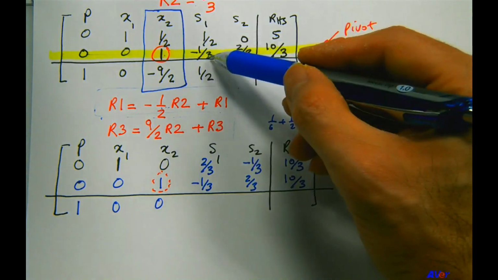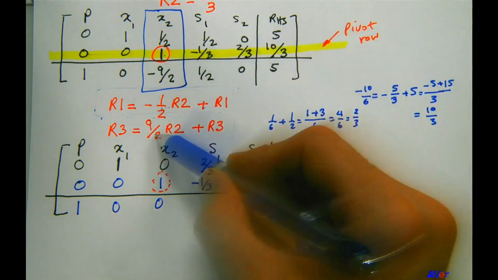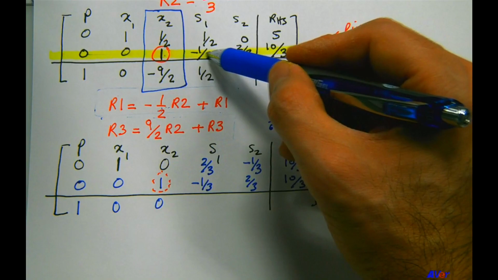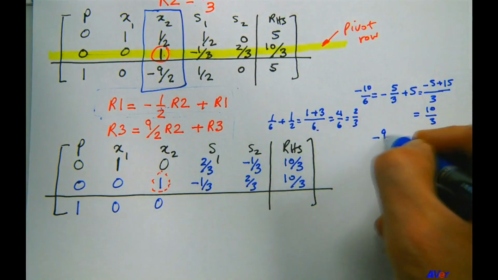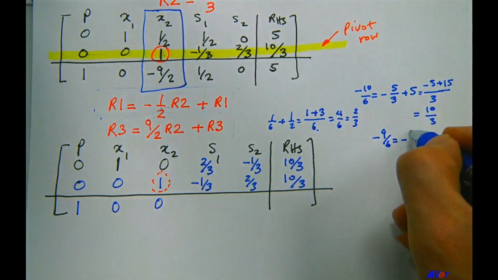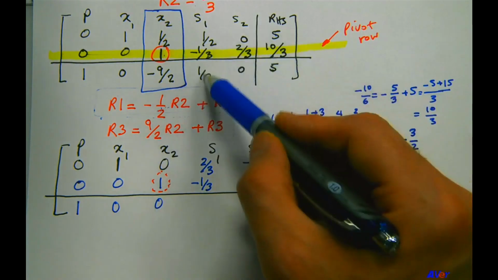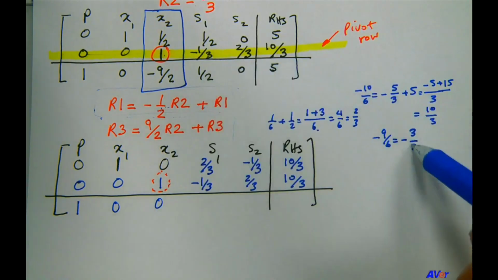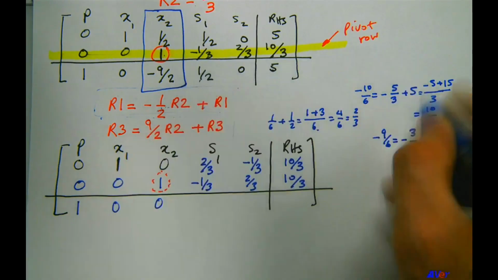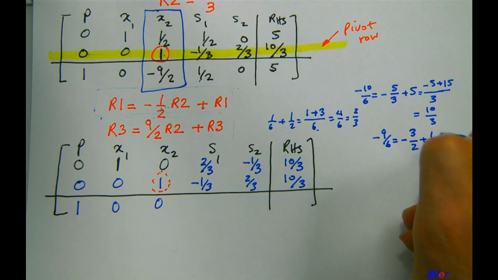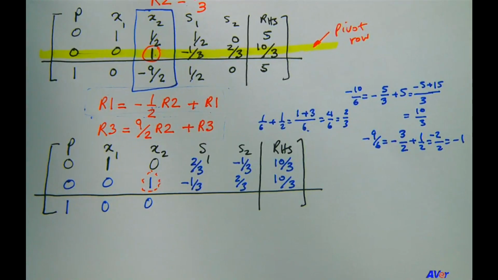9 over 2 times minus 1/3 would be minus 9 over 6. Simplified, we get minus 3 halves. And then minus 3 halves plus 1 half plus 1 half is going to be minus 2 over 2, which is minus 1. Let me move this over a little bit so you can see it.